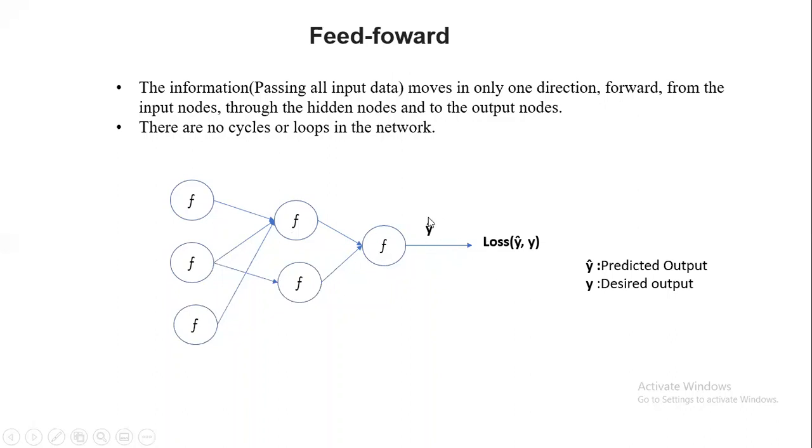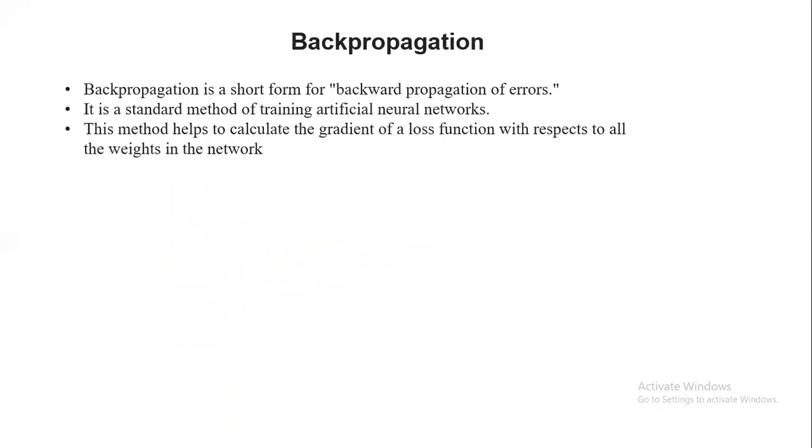So here this output will not be the same as the actual output, so there will be some loss. So y cap indicates the predicted output, and y represents the desired or actual output. So there will be some loss, and here we will try to minimize the loss. As the loss function we can use MSE, the mean square error function, for the loss minimization.